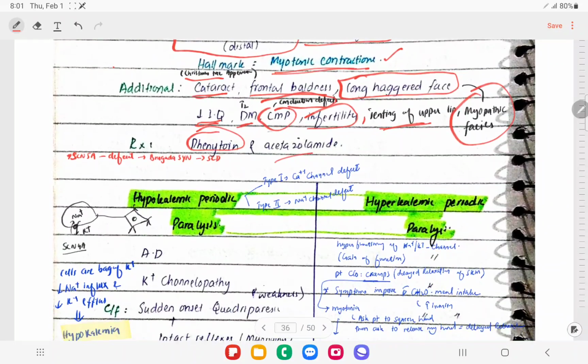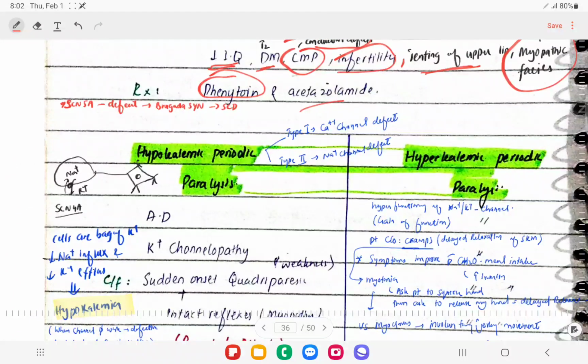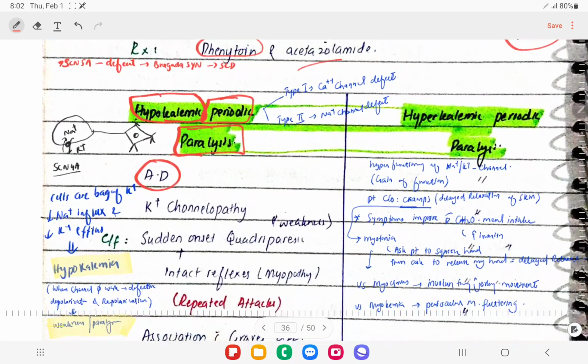Okay, so let's talk about hyperkalemic and hypokalemic periodic paralysis. To understand this topic, hypokalemic periodic paralysis is basically a condition where in these patients we're going to find hypokalemia, right? Along with that it occurs in periodic waves, in a wave form, and we're going to see paralysis in these patients. So this is basically an autosomal dominant condition. There is a sodium channelopathy, right?